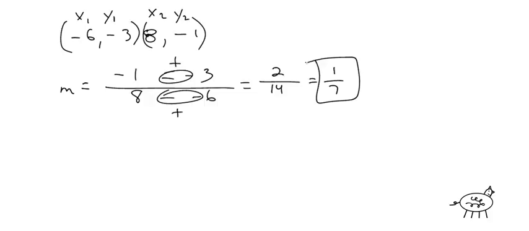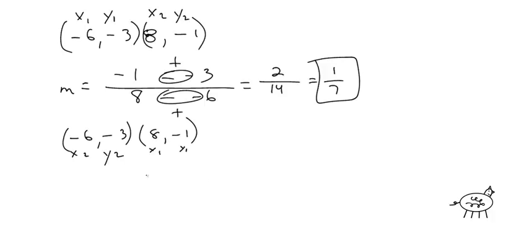Now let's say, math fans, you did it the other way around. Let's actually put the exact same point there. Negative 6, negative 3, and 8, negative 1. And what happens if I make this my first point? So this is x1, y1, and this is x2, y2. What happens if you do that? Well, let's check it out.